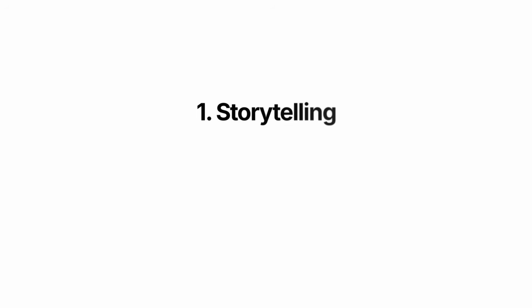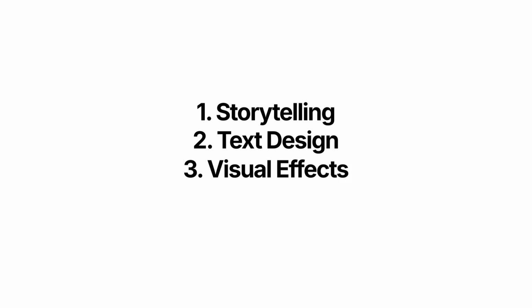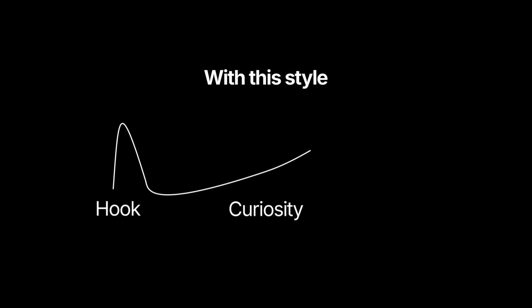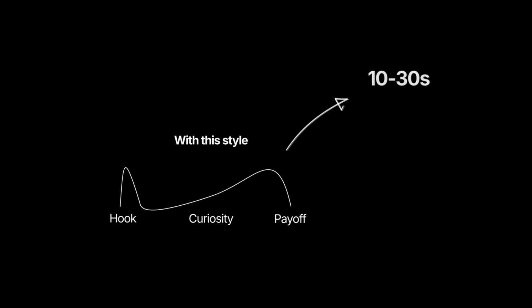The aesthetic style comes down to 4 things: storytelling, text design, visual effects, and sound design. Let's start with the first and most important one, which is storytelling. Before we even touch editing, you need a great story to begin with, because without it, the rest of the tutorial is pointless. With this style, we need a hook, curiosity building through the middle, and a payoff at the end. And this whole thing must happen in like 10 to 30 seconds ideally. Everything else in this masterclass, the text, the effects, the music, is just there to support a story that already works on its own.